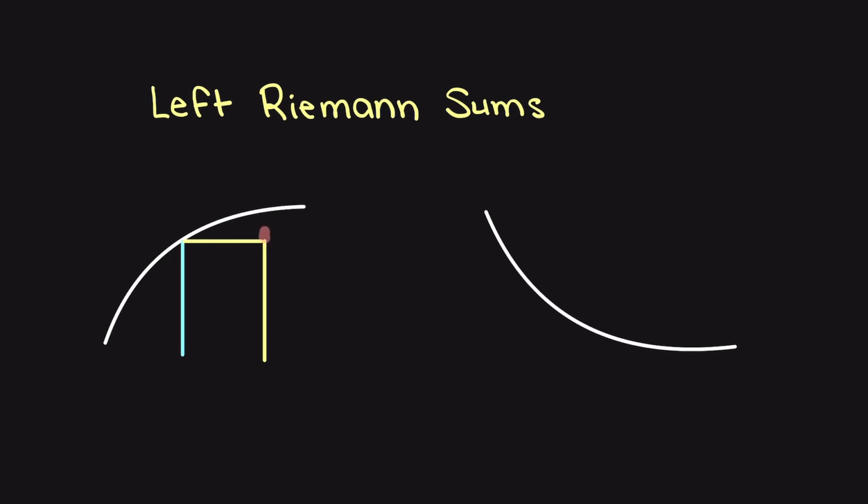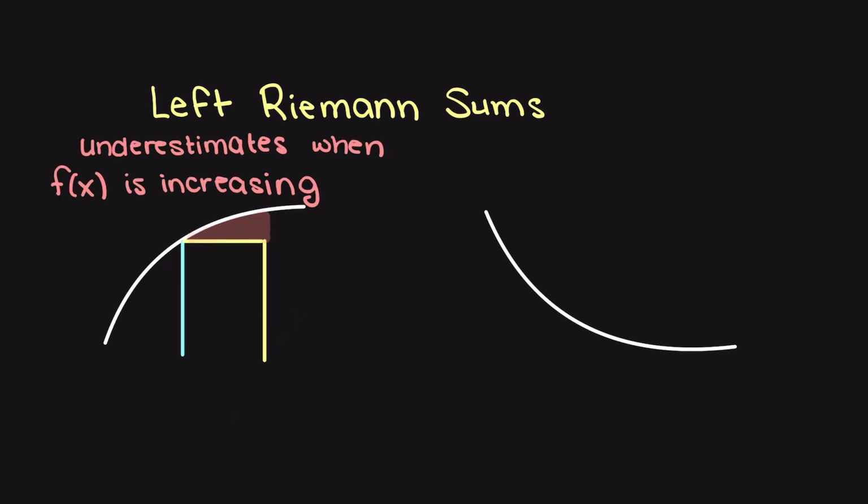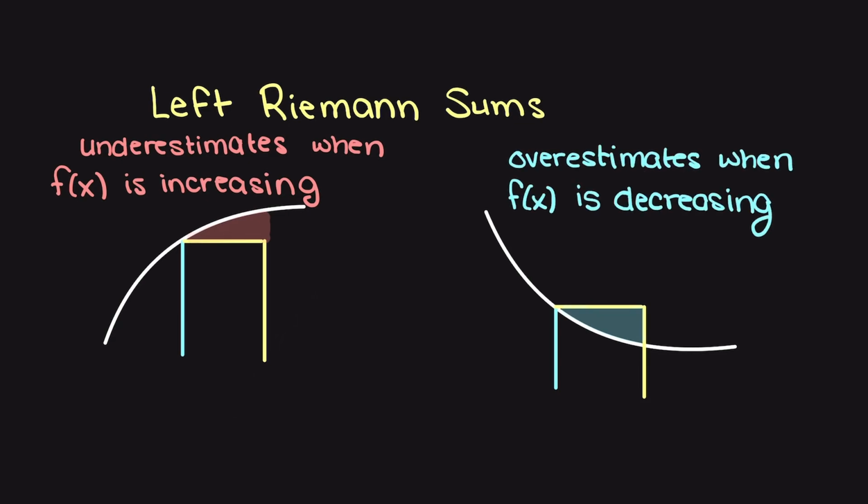One thing to note about the left Riemann sums is that they underestimate when we have an increasing region of our function, and then they overestimate when we have a decreasing region of our function.